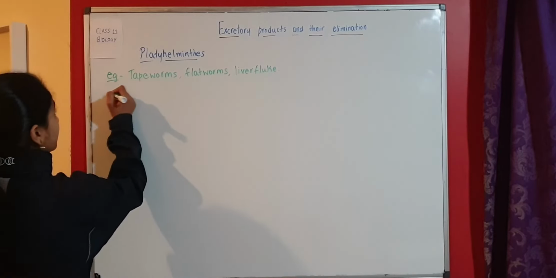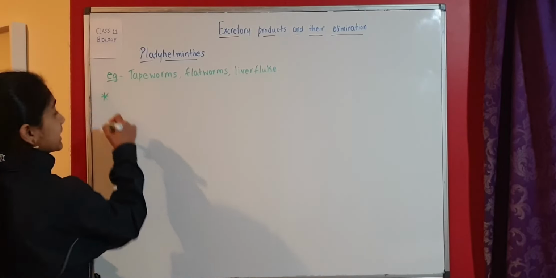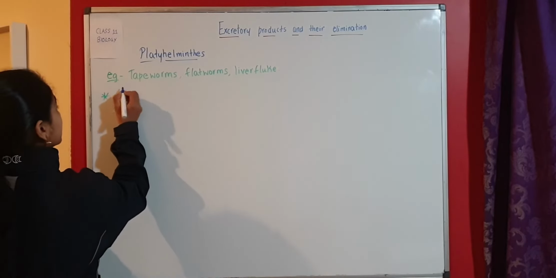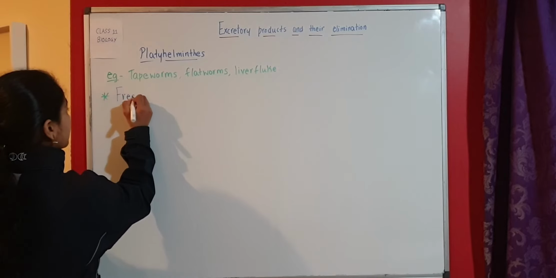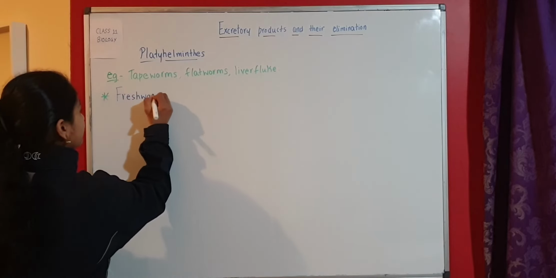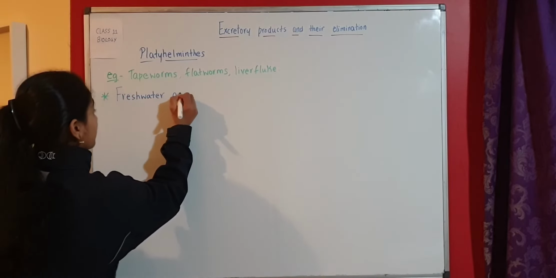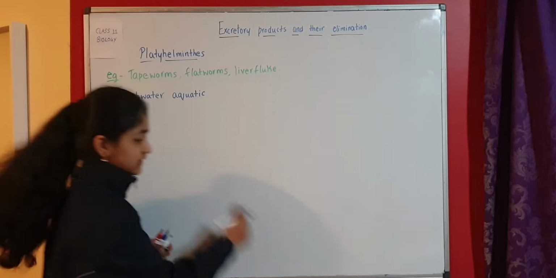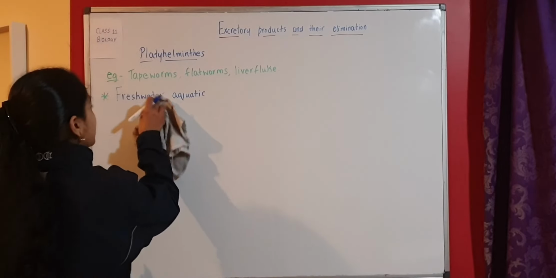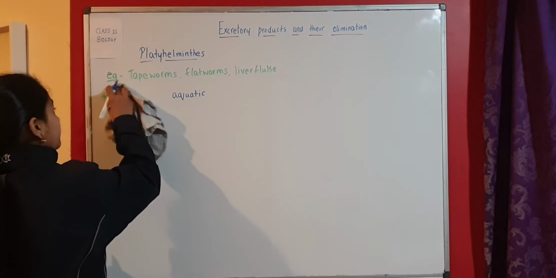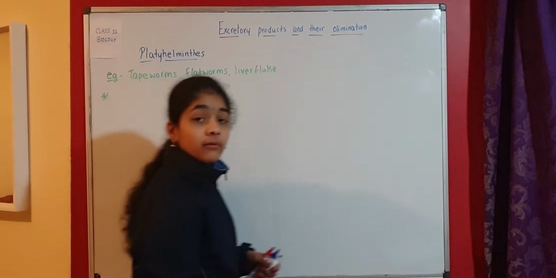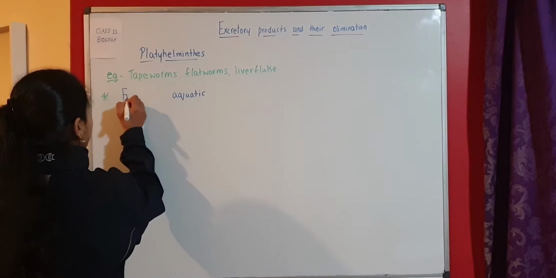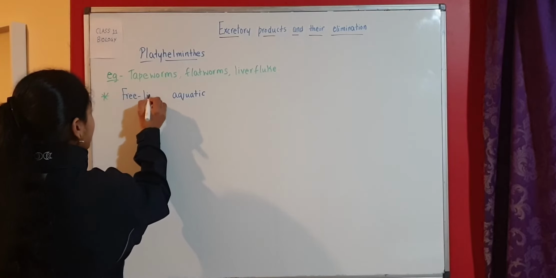Important things about excretion in Platyhelminthes: free living. Sorry, it's not fresh water, it's free living. So free living means they are not parasitic. That means they don't depend on any other organisms. They live freely. So that's why they are called free living.